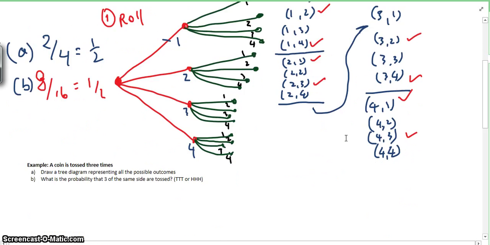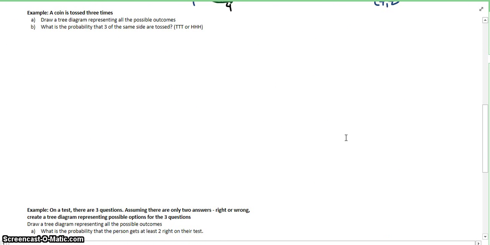Alright, let's move on to the next question. The next question says a coin is tossed 3 times. So we're repeating the coin toss 3 times. Draw a tree diagram representing all possible outcomes. So I'm going to go first toss. For my first toss, what are the 2 possible pathways we can take? We can go here, or we can go here. We can get a heads, or we can get a tails.